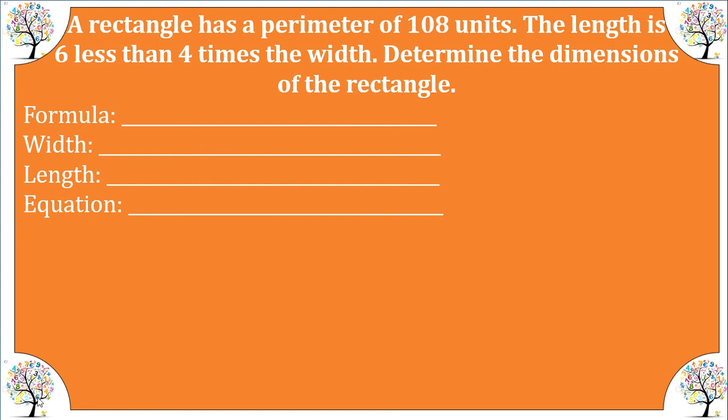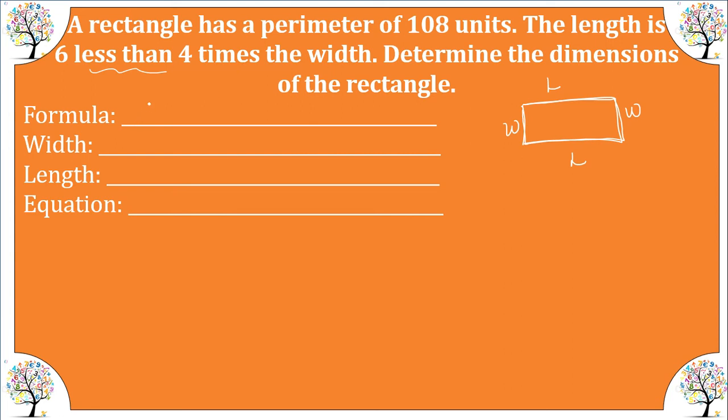Okay, now let's take a look at a new problem, and we're going to be looking at the perimeter of a rectangle. Perimeter is the distance all the way around an object. So we have a length, a width, a length, and a width. So a rectangle has a perimeter of 108 units. The length is 6 less than, there's that flip-flop phrase, 4 times the width. Determine the dimensions of the rectangle.